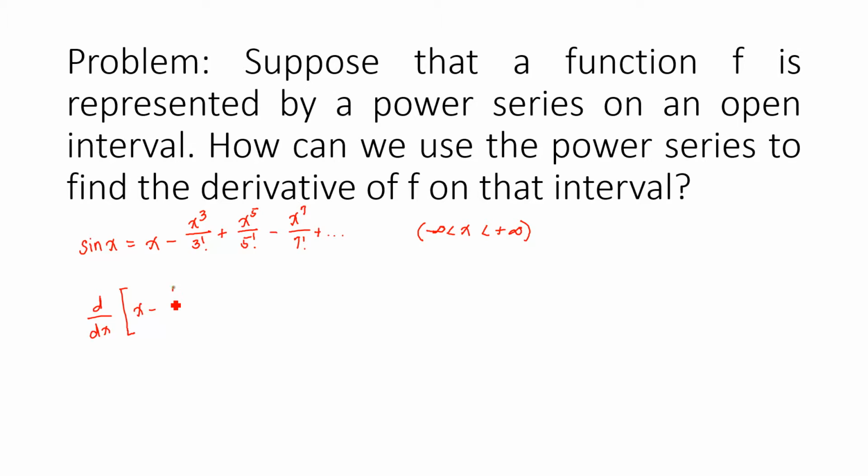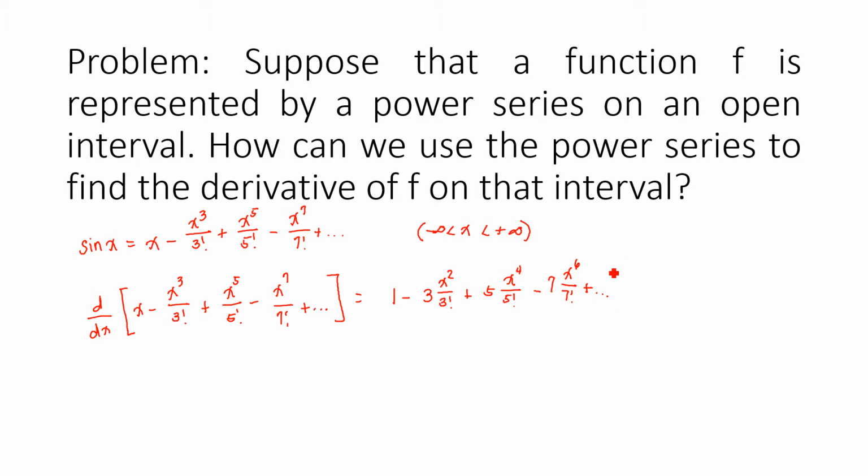So you have d over dx of x minus x cubed over 3 factorial plus x to the fifth over 5 factorial minus x raised to 7 over 7 factorial plus so on, which would be equal to 1 minus 3 x squared over 3 factorial plus 5 x raised to 4 over 5 factorial minus 7 times x raised to 6 over 7 factorial plus so on.